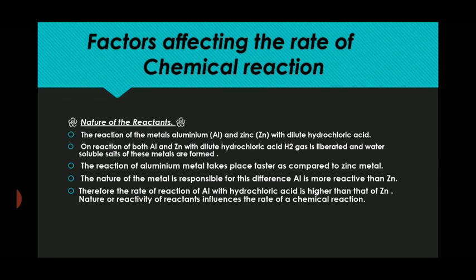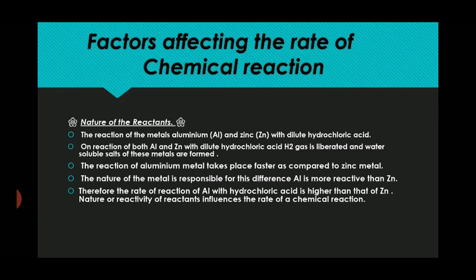Now come to the next topic. That one is factors affecting the rate of a chemical reaction. There are 5 factors affecting the rate of a chemical reaction. First one is nature of a reactant. Second, size of particle of a reactant. Third is concentration of a reactant. Fourth is temperature of the reaction, and the fifth one is catalyst. Let us discuss one by one.